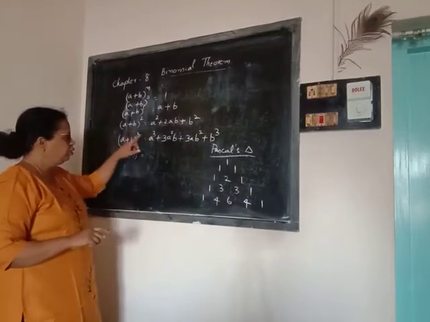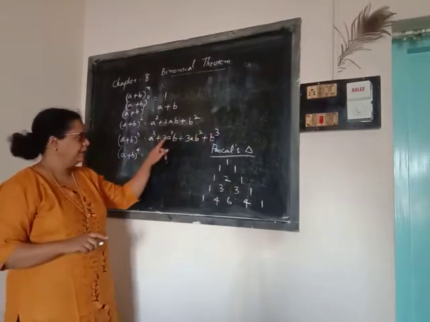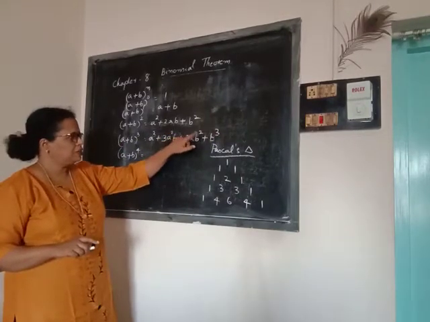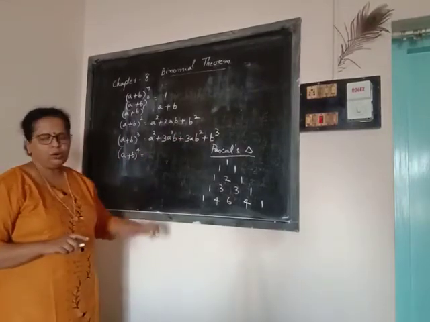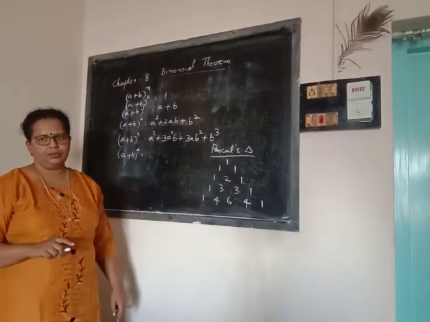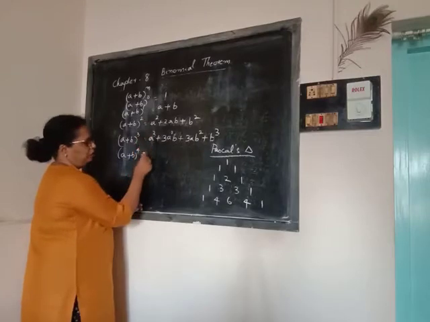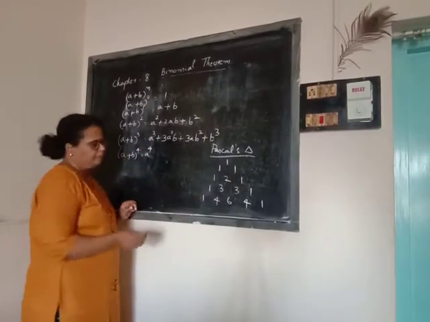In a plus b whole cube, a has power 3, b has power 3, a squared b, 2 plus 1 power 3, ab squared, 1 plus 2 power 3. So in a plus b whole raised to 4, all terms should have power 4. So first term will be what? Just like a cube, it will be what? A raised to 4, because the coefficient is 1.